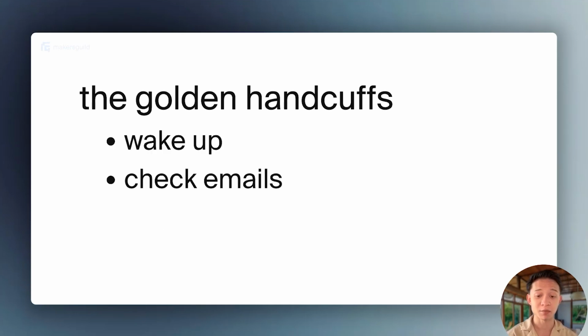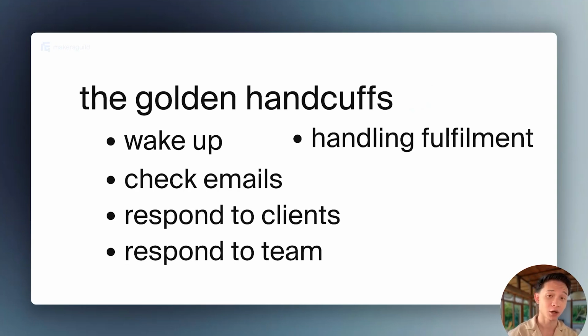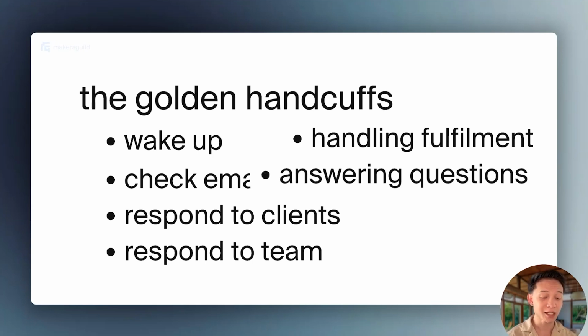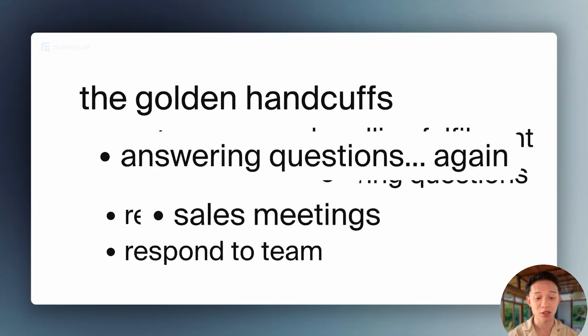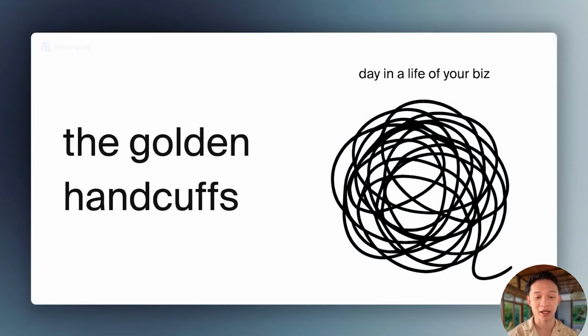He wakes up, checks emails, responds to clients, and then the team may ask him some questions about fulfillment and how to do this, how to do that, or access to this new tool or whatever. And then he goes into the office, continues to handle fulfillment, managing a team, making sure they do their job well, answering questions again, team meetings, sales meetings, answering questions again, putting out fires, finance this, finance that, CFO call, accountant call. We've got to do all this spreadsheets and stuff, and then putting out fires again, right? So I call this the golden handcuffs because a typical day in the life of John looks like the ball of mess you see on the right side of my screen.